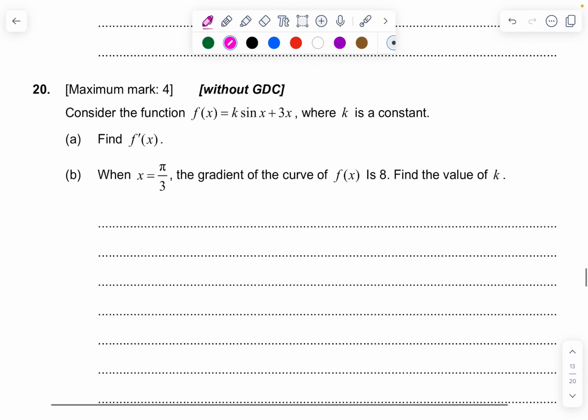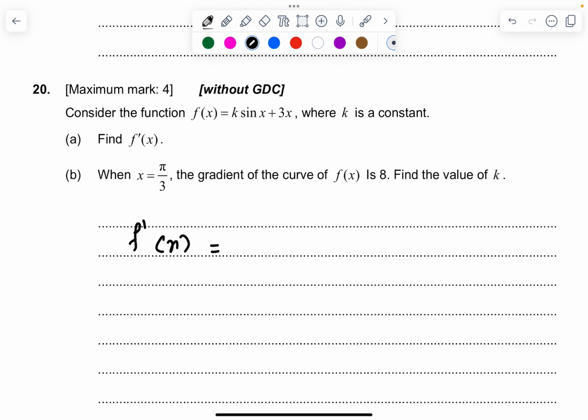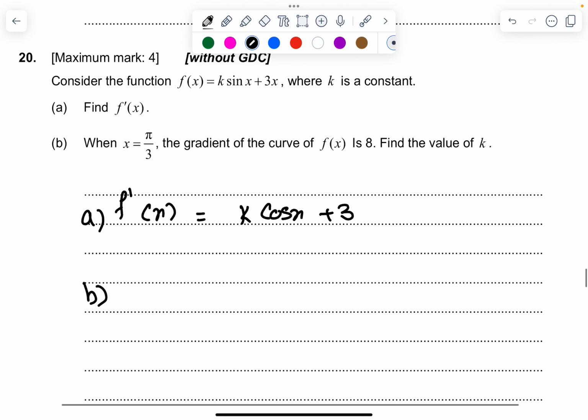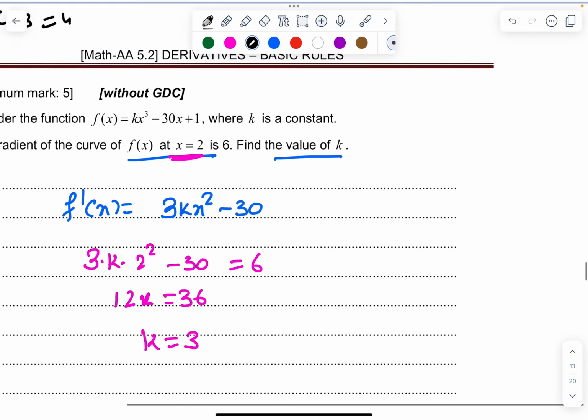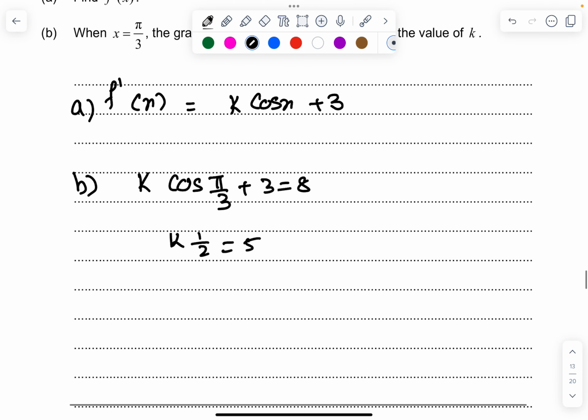Question number 20. f prime x equals k, sin x's derivative is cosine x, 3x's derivative is 3. That is part A. Part B, x equals pi by 3. f of x is 8. Find the value of k. So k times cosine pi by 3 plus 3 equals 8. k times 1 upon 2 equals 5. So k equals 10.